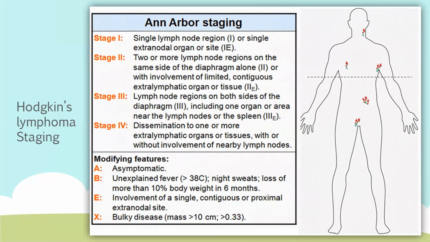And this staging also has modifying features such as A, B, E, and X. So A is asymptomatic, B is the presence of B symptoms, which are unexplained fever more than 38 degrees Celsius, night sweats, and loss of weight more than 10% of body weight in 6 months. E is involvement of an extranodal site. X is bulky disease, where the mass is more than 10 centimeters and increase in thoracic diameter is more than 0.33.